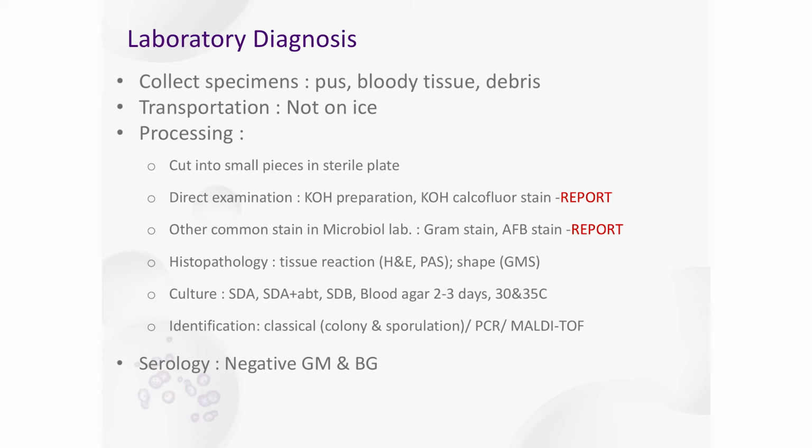The culture is very fast, 2 or 3 days at 30 or 35 degrees Celsius. If you say that you don't have enough incubators, just hold it on the bench. Don't forget, please be aware of mites. Fungus really loves mites and mites really love fungus. For identification, you can do the classical way or the PCR multiplex. If you cannot do it, you just send it to Dr. Fairuz. Dr. Fairuz is here. I think she loves to do it, right? And for serology, it is negative for GM, Cryptococcus, and also beta-glucan. So how can we do it?